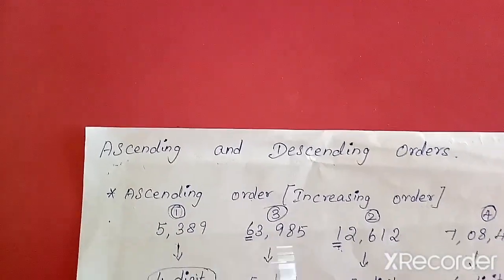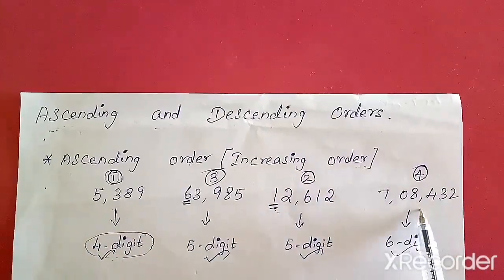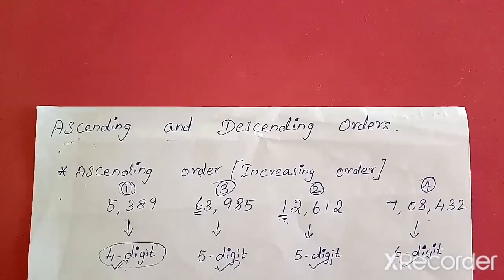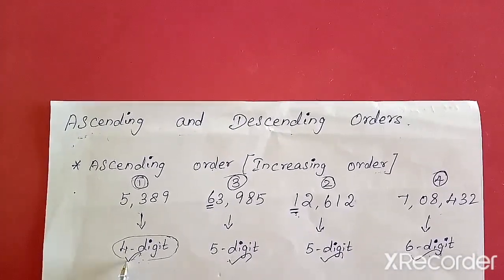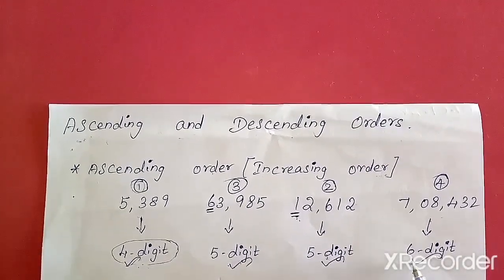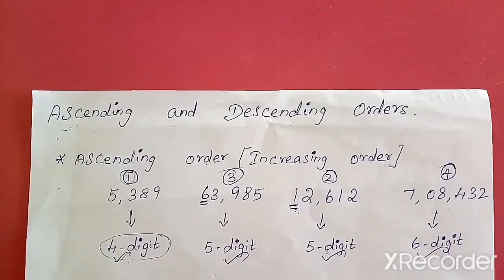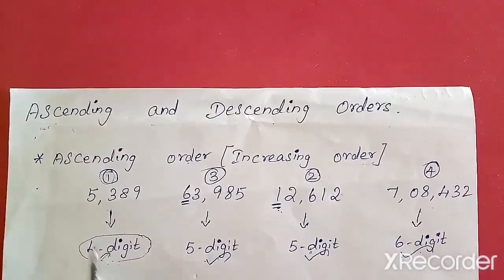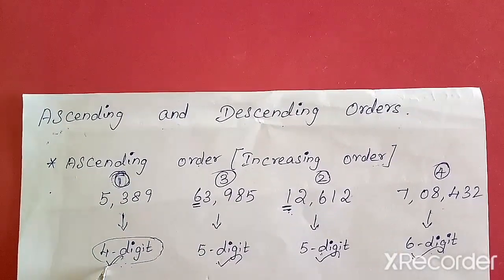So here I have a set of 4 numbers. I need to arrange this set of four numbers in ascending order. So first I count the number of digits. So I found that this is a 4-digit number, these both are 5-digit numbers, and this is a 6-digit number. So when I compare these 4 numbers, I can very easily find that this will be my first smallest number because it is a 4-digit number.